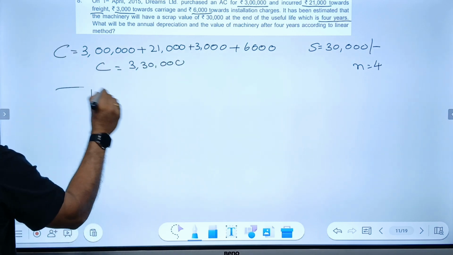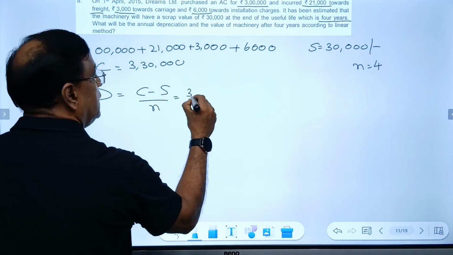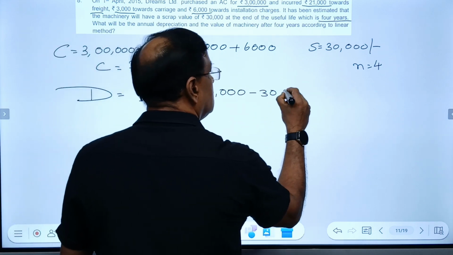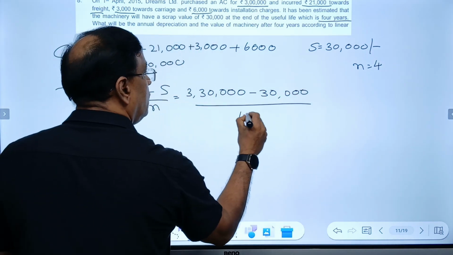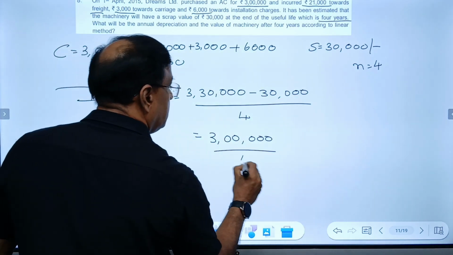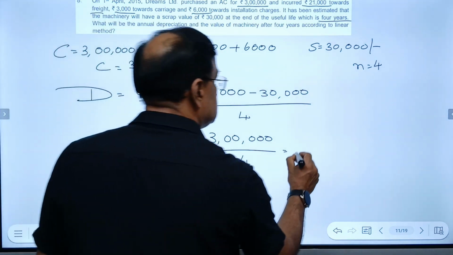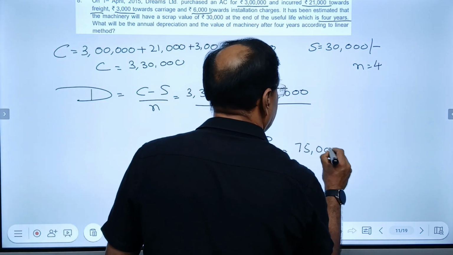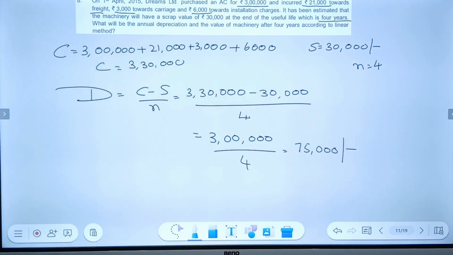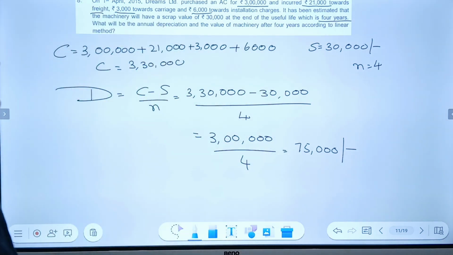So what is the annual depreciation formula? (C minus S) by N, which is (3,30,000 minus 30,000) divided by 4. So which is 3 lakhs divided by 4. When you do 3 lakhs divided by 4, you get 75,000. You get 75,000 value of the machine after 4 years by using linear method.